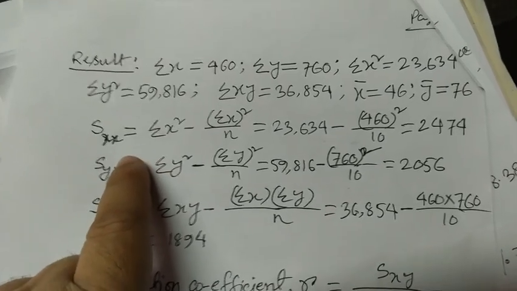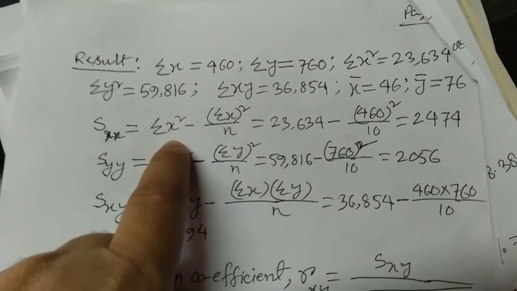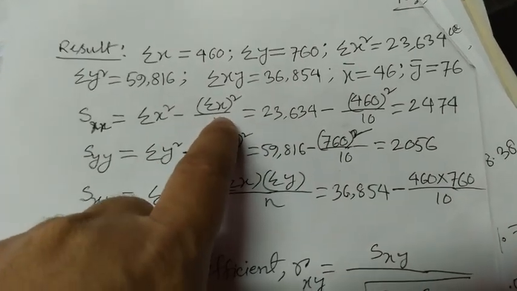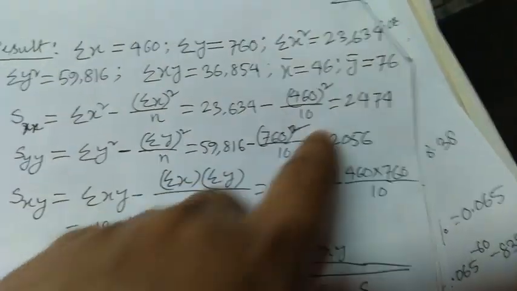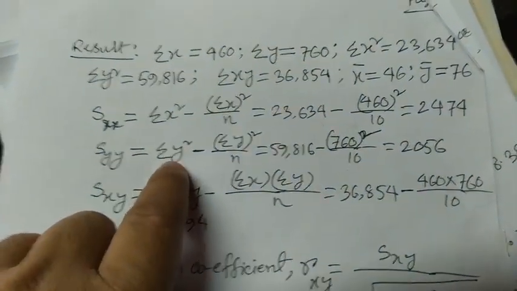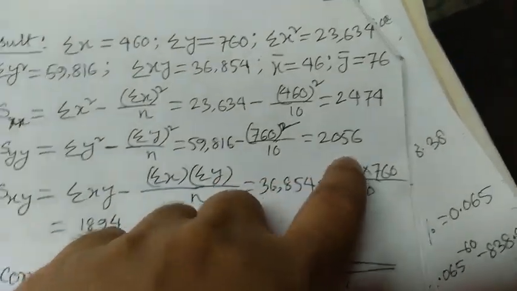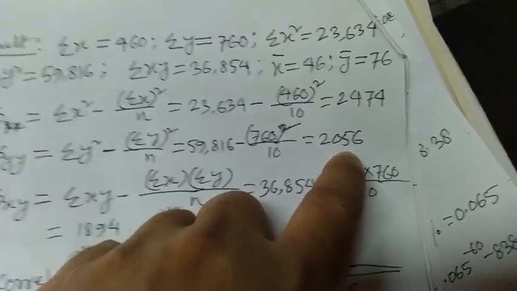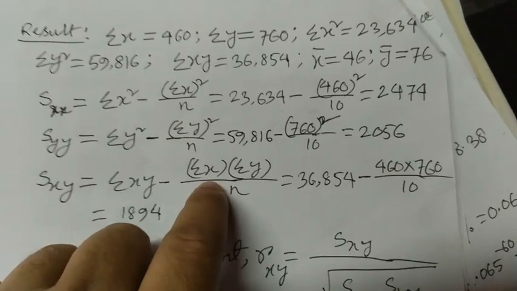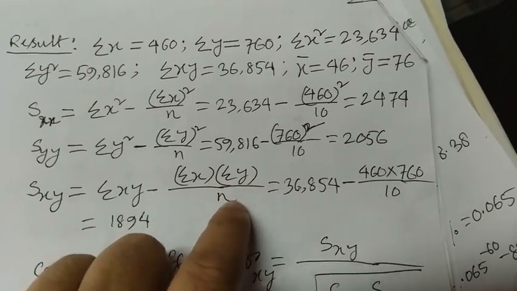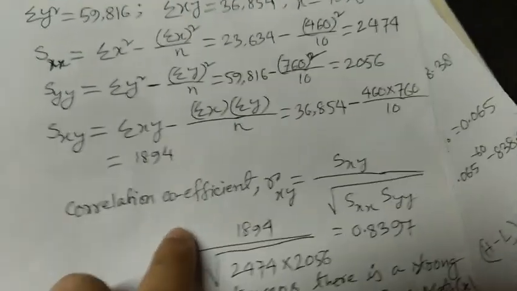Now we will calculate SXX. SXX is equal to sum of x square minus sum of x whole square divided by n. If you put the values there and calculate, you will get this value. SYY is equal to sum of y square minus sum of y whole square divided by n. After the calculation, you will get this value. SXY is equal to sum of xy minus sum of x multiplied by sum of y divided by n. If you put the values there and calculate, you will get this value.